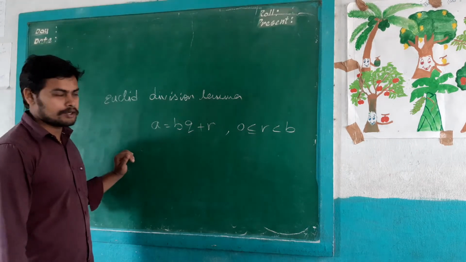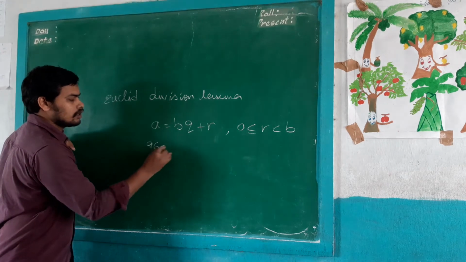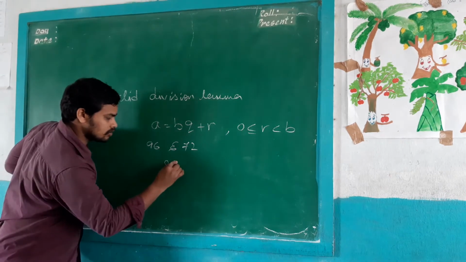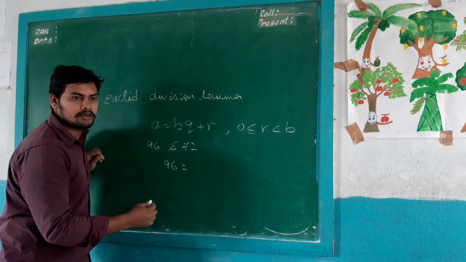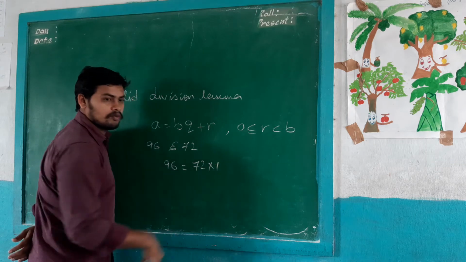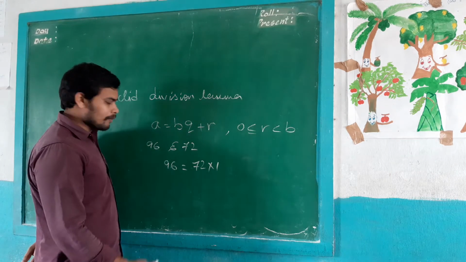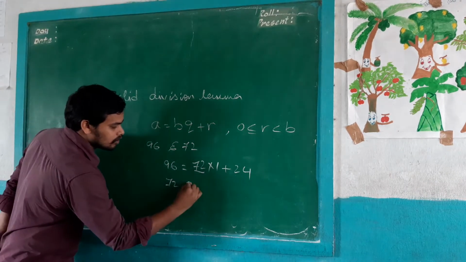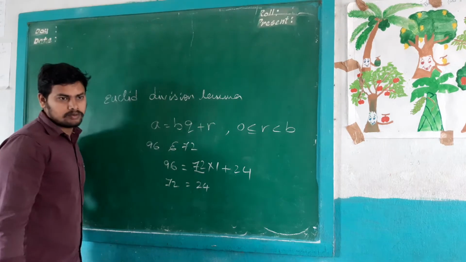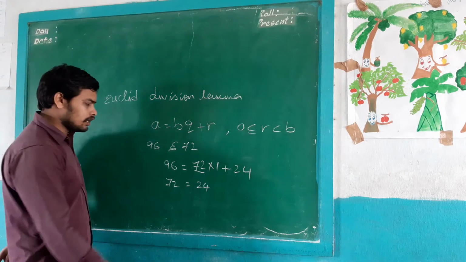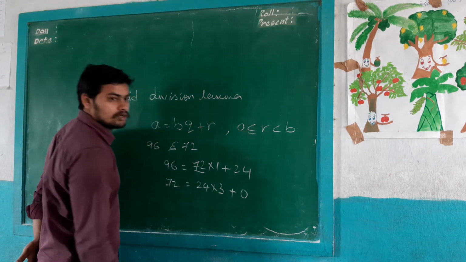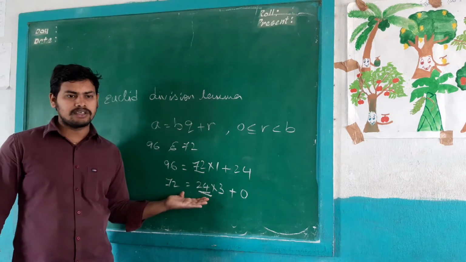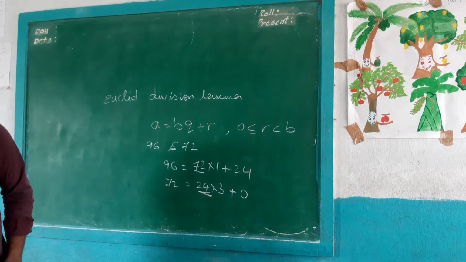96 and 72. Which is the largest number here? 96. So 72 can be written as 72 into 1, 72, and the remaining balance is 24. Now 72 here, 24. 24 into 2 is 48, 24 into 3 is 72 plus 0. So the HCF is 24. When 0 comes, the process stops. So the HCF is 24.